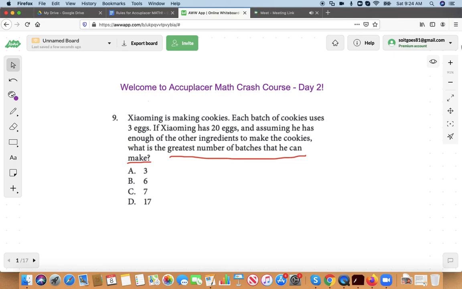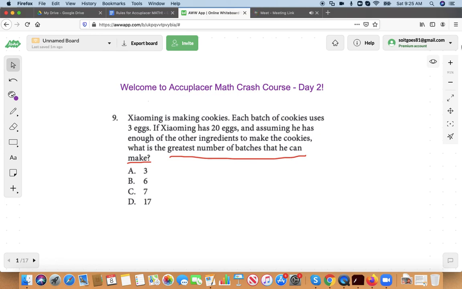He's got 20 eggs. Imagine those 20 eggs. Each batch of cookies uses 3 eggs. So if he had just 3 eggs, how many batches could he make? Remember, it tells us each batch uses 3 eggs. So one batch. Absolutely. If he had three eggs, that's one batch. Does that make sense?